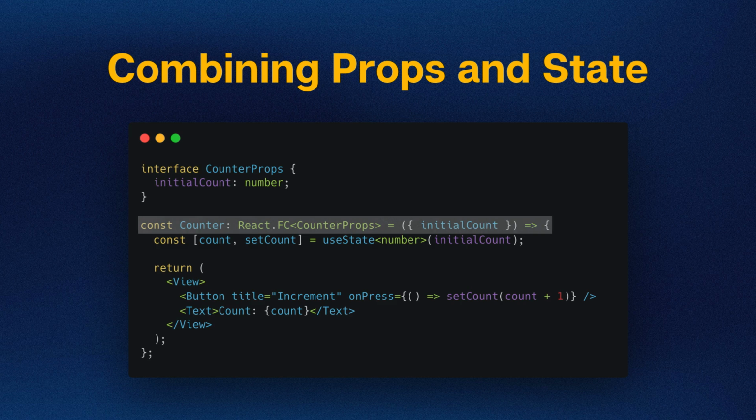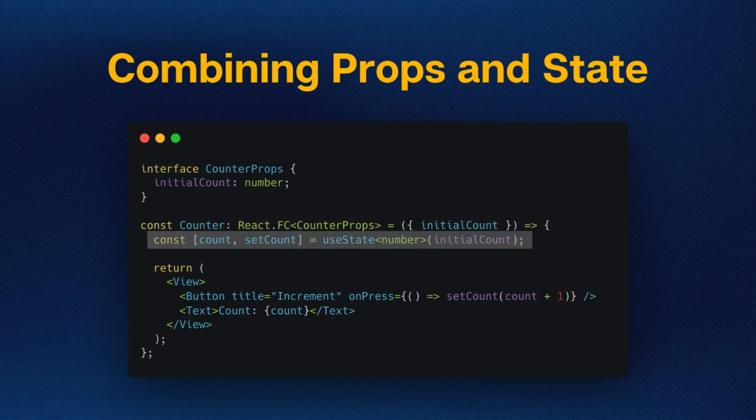Often, you'll manage component props and the state together. Let's explore a scenario where both are typed to work in harmony. Here, Counter takes an initialCount prop and initializes the count state with it. Both the prop and the state are strongly typed as numbers to ensure consistency and reliability in the component's behavior.